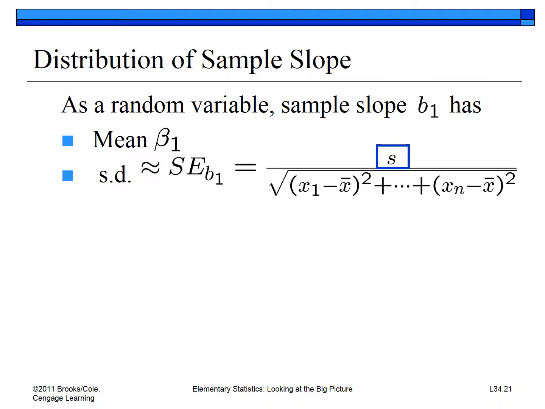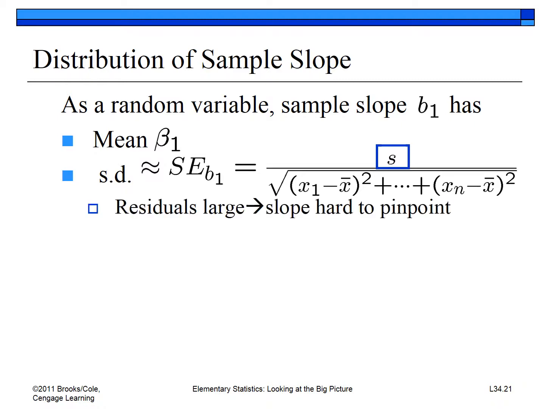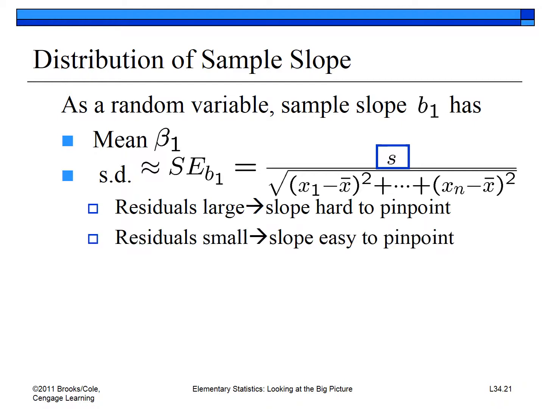In the numerator, notice there's S. That is our typical residual size. That means if the residuals are large, that makes that fraction bigger. That increases the standard error for the slope. That means we'll have more possible variation. If the residuals are small, that is, if S is small, then there won't be as much wiggle room for that slope.